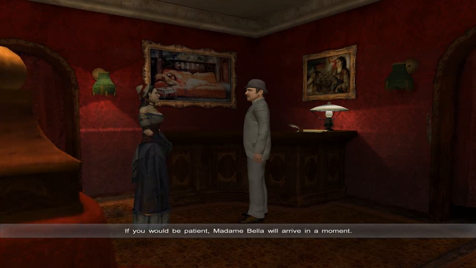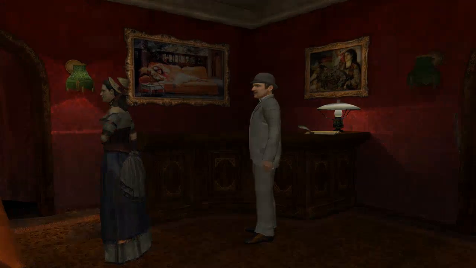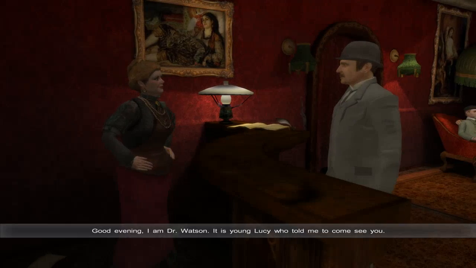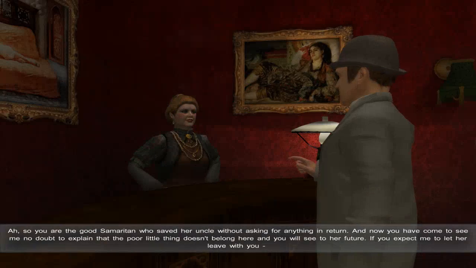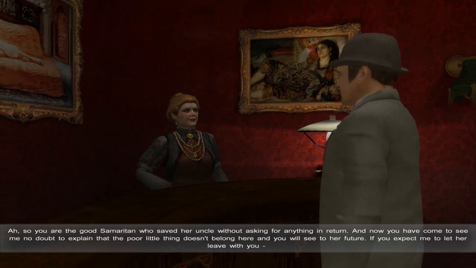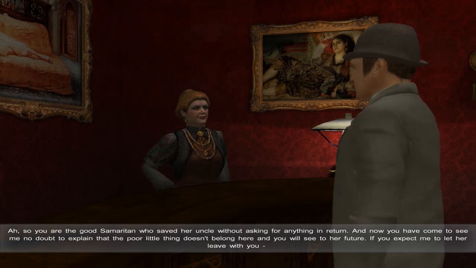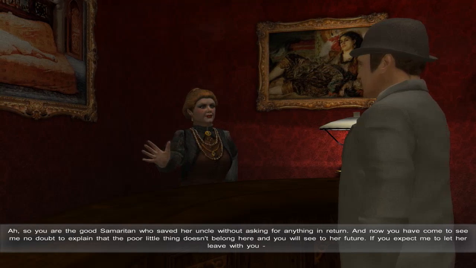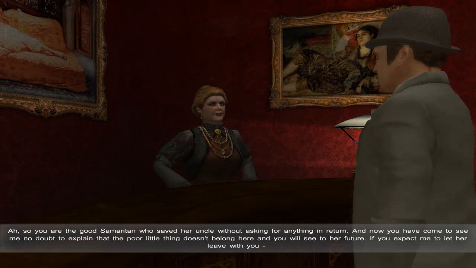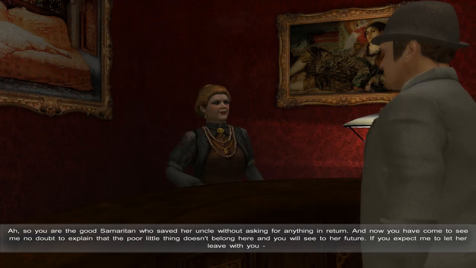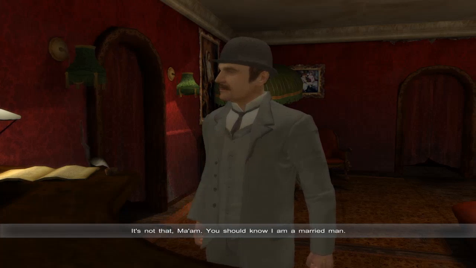If you'd be patient, Madam Bella will arrive in a moment. Good evening. I am Dr. Watson. It is young Lucy who told me to come see you. Ah, so you're the Good Samaritan who saved her uncle without asking for anything in return. And now you've come to see me, no doubt, to explain that the poor little thing doesn't belong here, and you will see to her future. Well, if you expect me to let her leave with you... It's not that, Ma'am. You should know I am a married man.